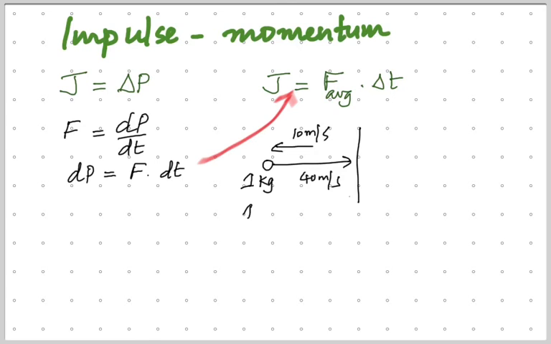So something hit straight back like a baseball, whatever. What's the change in momentum? What is the impulse? Impulse is the change in momentum. So what is the initial momentum? 40. What's the final momentum? Negative 10. So what's the change? 50.